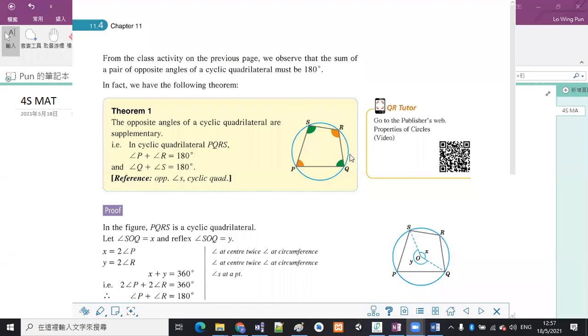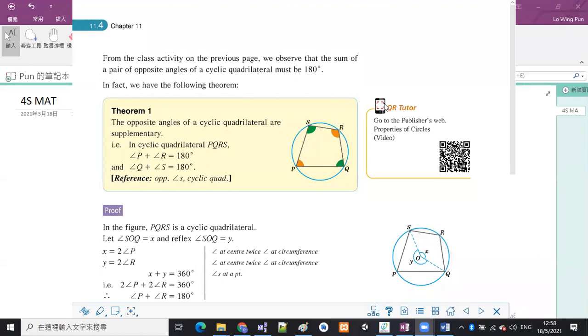So I would like to go to chapter 11 today. Okay, chapter 11 will be divided into two big sections. Two big topics, but it is still about the properties of circles. So what we have learned in chapter 10 is still applicable to chapter 11.